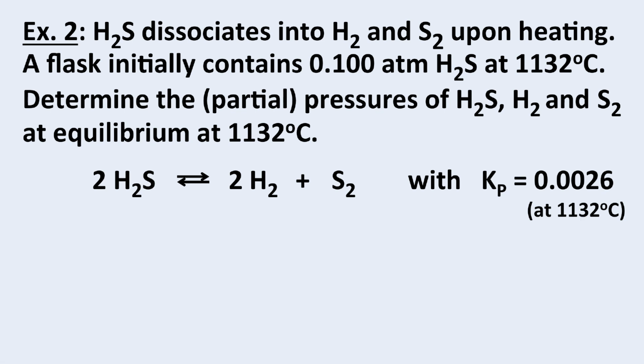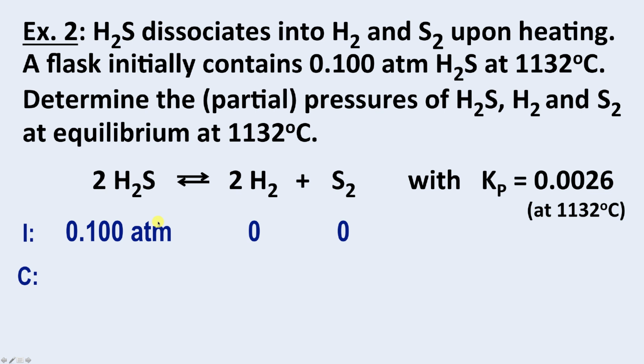And as before, what we do is we set up our initial change and equilibrium, or what's sometimes called an ICE table. Our initial pressure is 0.100 atmosphere for H2S, and we have no hydrogen or sulfur to begin with. Since we have some H2S and no H2 and no S2 initially, we know the reaction has to go to the right, making H2 and S2 and using up H2S.